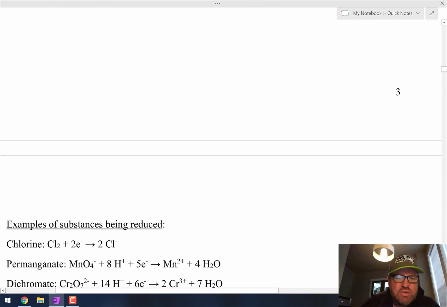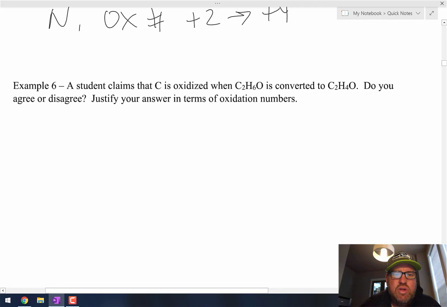Okay, last one here. So example 6. A student claims that carbon is oxidized when C2H6O is converted to C2H4O. Do you agree or disagree? So we can try to write a chemical equation, but we don't know what the chemical equation is. But what you can do is just look at this one and look at this one. So oxygen's -2. Hydrogen is +1. So therefore, there's 6 of them, so that's +6 all total. So we've got a +4 here between the hydrogens and the oxygens. So that means that the carbon has to be -2 to get it back to 0.